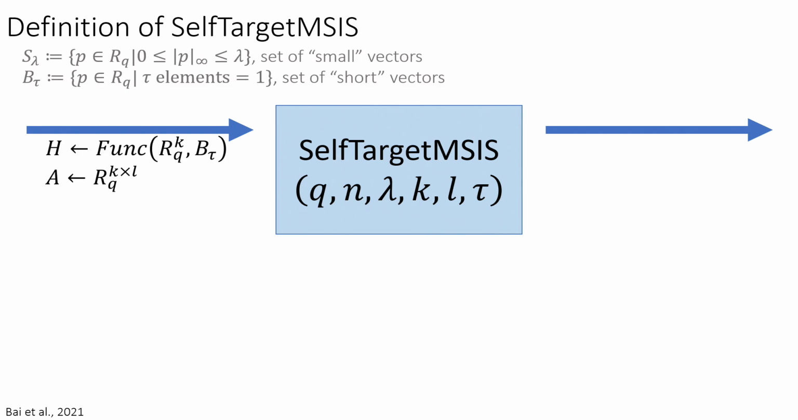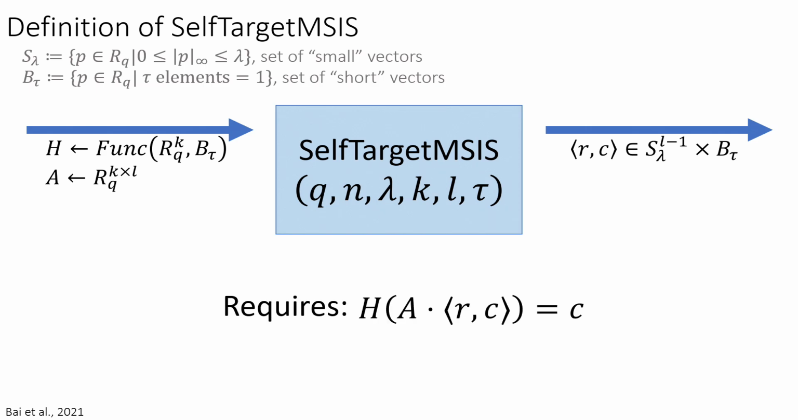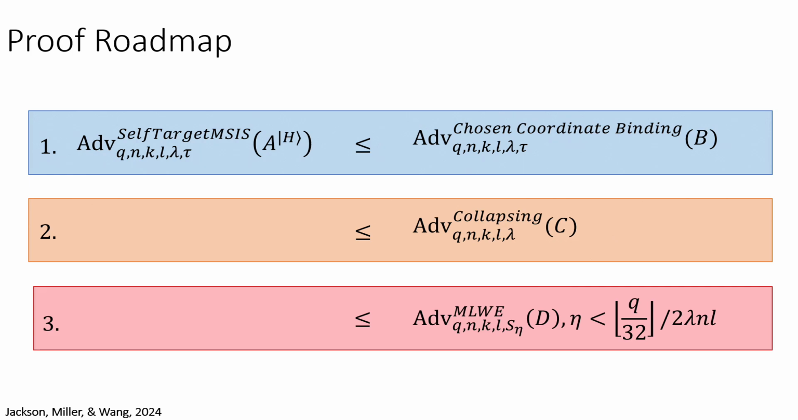Here we once again have our operator. We also have some hash function. Since we are interested in the quantum random oracle model, we will assume that this hash function is chosen uniformly from the set of all functions from R_q^k to B_tau. We then aim to find a vector with l minus 1 small elements and one final short element, such that the product of our operator by our vector hashes to the vector's final element, which is where we get that sort of self-target behavior from.